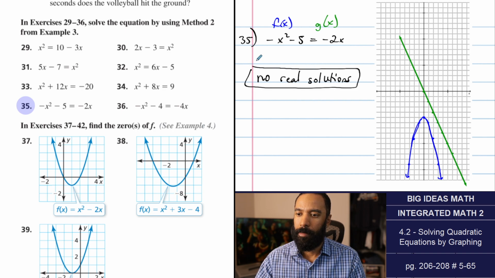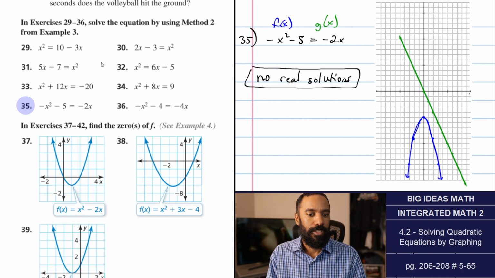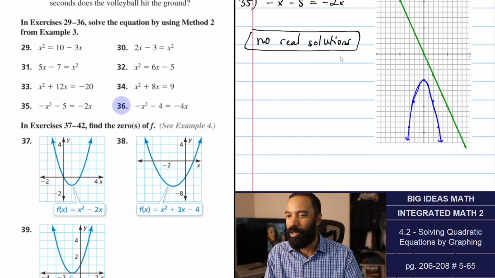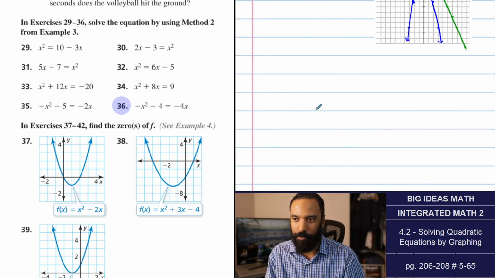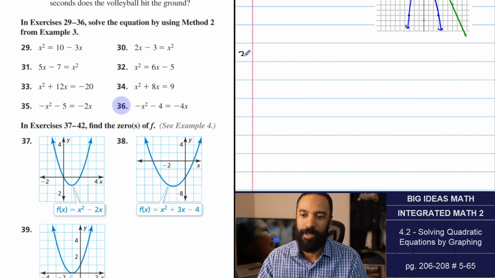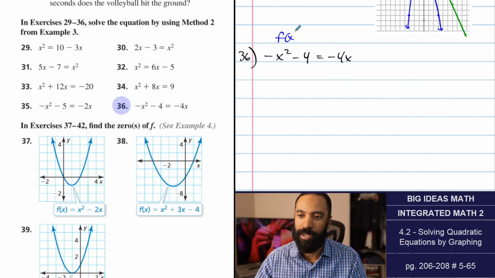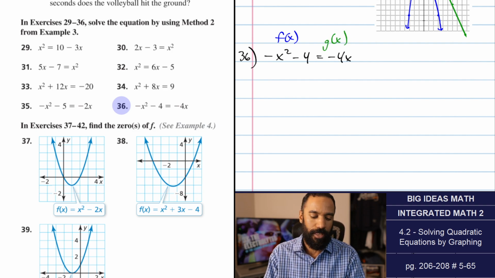Okay. Number 36, same kind of thing. Hopefully these ones do intersect. Oh, I know how these will intersect. I was waiting for one of these. Do you know what's going to happen? 36. Negative x squared minus 4 equals negative 4x. I got an f of x here. I got a g of x here. Let's take a look at those two graphs.